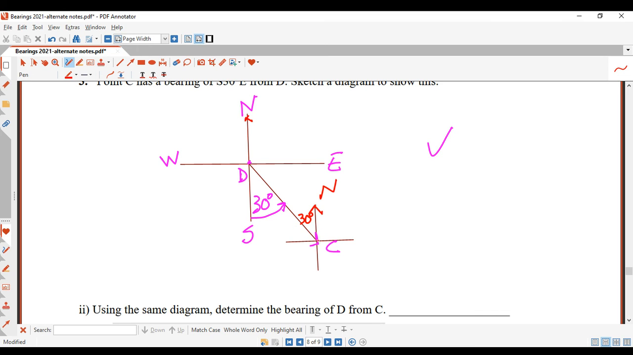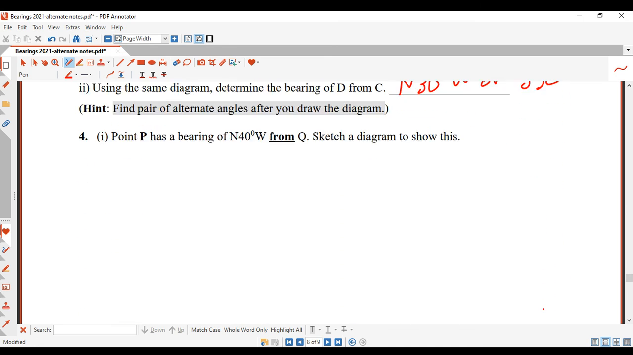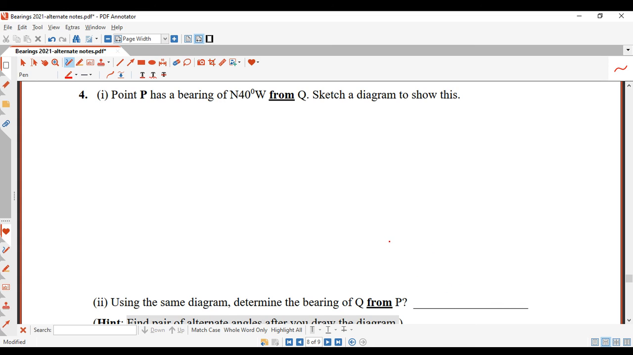Okay. So the direction of D from C is north 30 degrees west, or if you use the three-figure bearing, you can work out the clockwise angle from north. So 360 minus 30 is 330 degrees. Okay, let's do one more. Okay, so point P has a bearing of north 40 degrees west from Q.